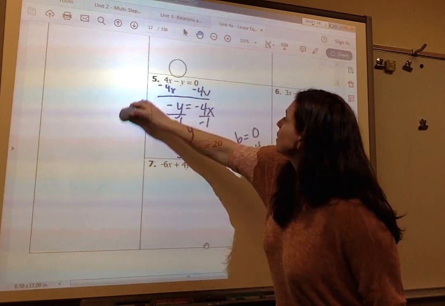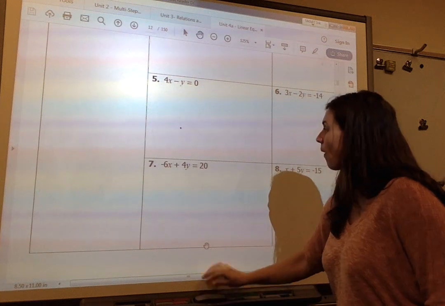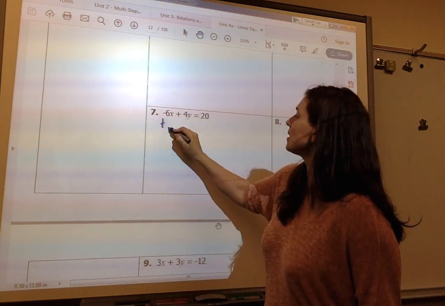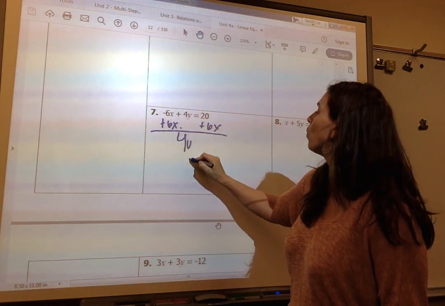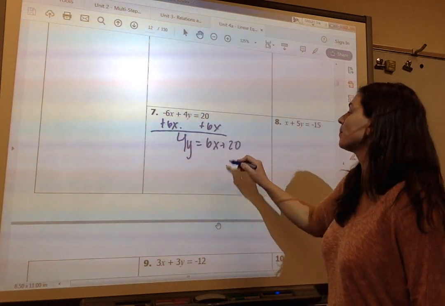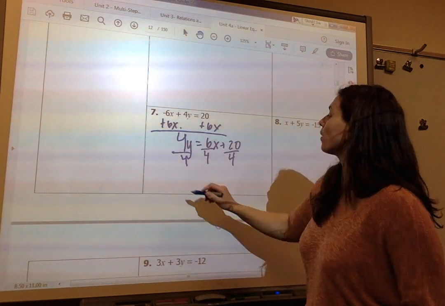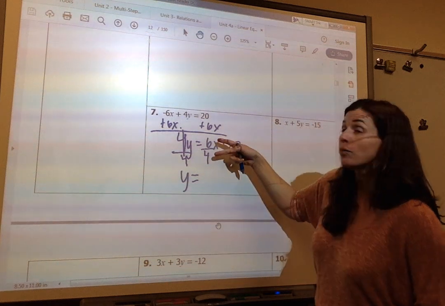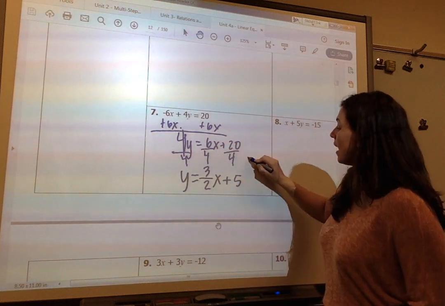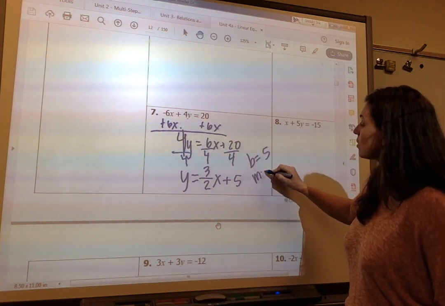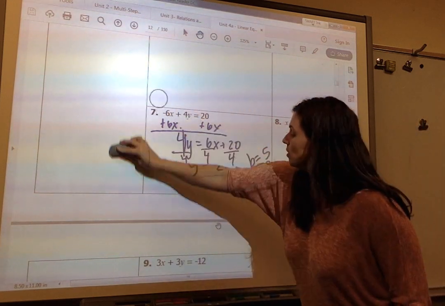All right, let's take a look at number 7. So I'm going to add 6x to both sides, additive inverse. It was negative, now it's positive, and I get 4y equals 6x plus 20. And now I'm going to divide everything by 4. Divide by 4, divide by 4. So now I get y equals, I'm going to reduce my fraction, 3 over 2x plus 5. And now my beginning point is 5, and my slope is 3/2. Okay? All right, let's go down to number 9.